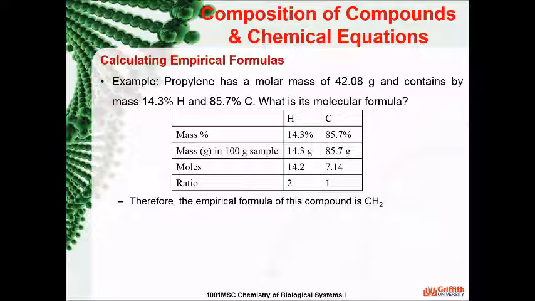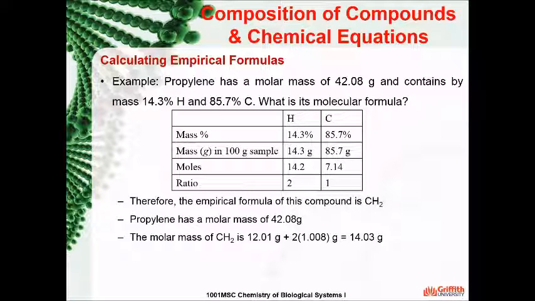However, we need to determine the molecular formula. This compound can be anything that meets the 1 to 2 ratio. For example, it could be C2H4, C3H6, C4H8, and so on. Therefore, we need more details to determine the molecular formula. Remember from the example, we got the molar mass of the compound as 42.08 grams. The molar mass for the empirical formula, CH2, is 12.01 grams plus 2 times 1.008 grams, which is equal to 14.03 grams.